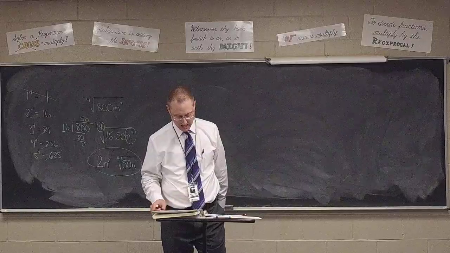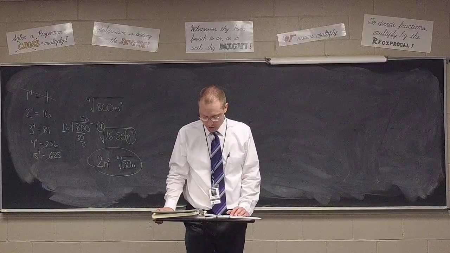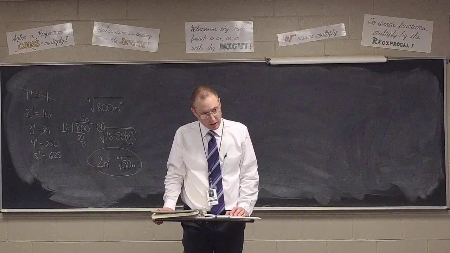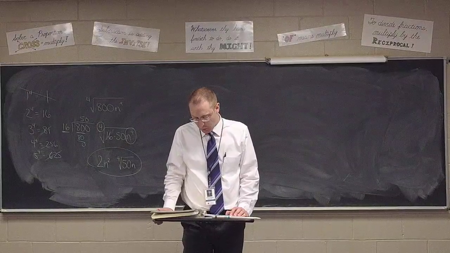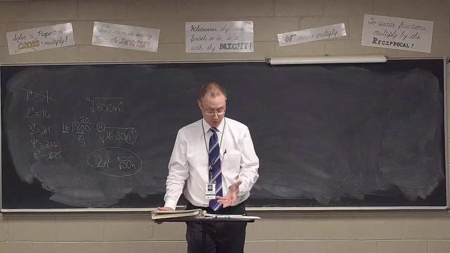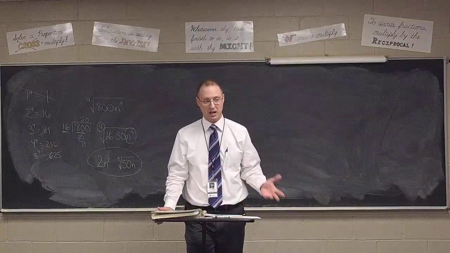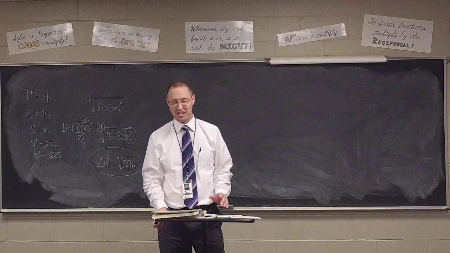Lana, number 9, the fifth root of a to the 18th. A cubed times the square root of a cubed. Well, it wasn't a square root, it was a fifth root. So a cubed times the fifth root of a cubed. You want to make sure you don't forget your little index.